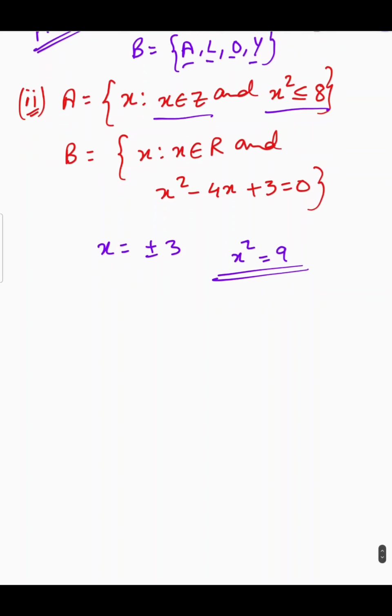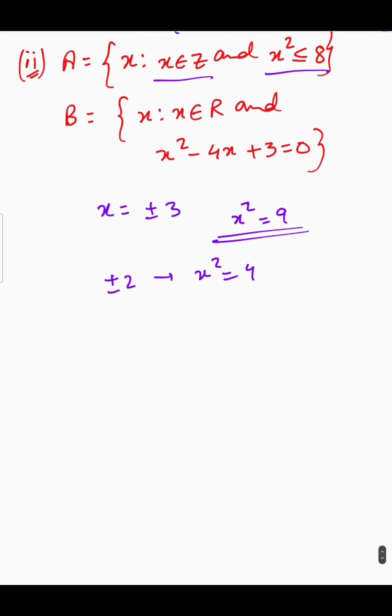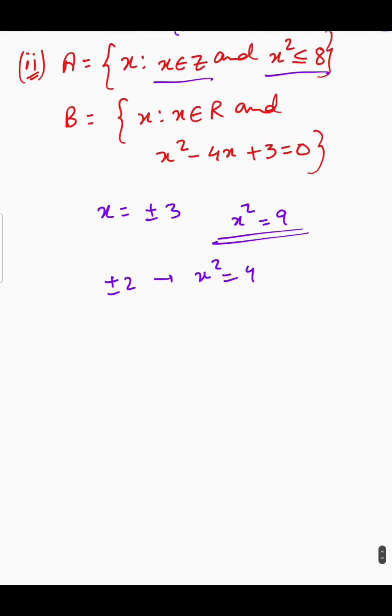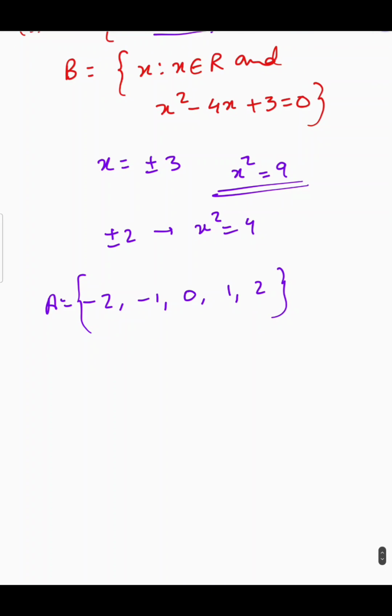So we cannot take more than plus minus 2, right? Because if we take plus minus 2, then x squared will be 4, which is less than 8, so it will go only up to there. So minus 2, minus 1, 0, 1, 2, this is set A. We found set A. Now let's talk about set B.